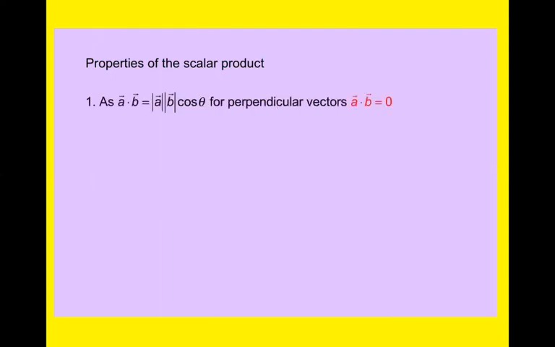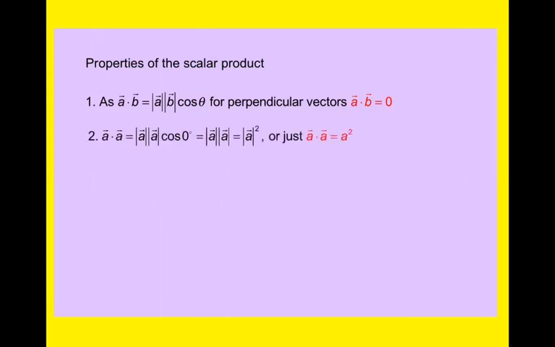Right, here are some properties of them that you should just be aware of. A dot B is equal to the magnitude of A times the magnitude of B times cos theta. If vectors are perpendicular, the angle here will be 90, and the cos of 90 is 0. So A dot B, for vectors which are perpendicular, i.e. at right angles to each other, will be equal to 0. That's probably one of the most important rules.